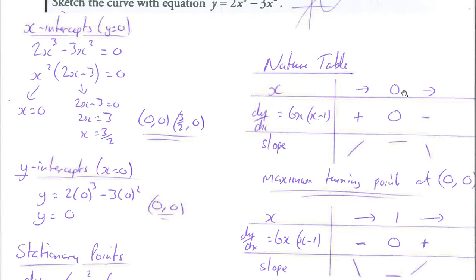We know there's a stationary point at 0, so we need to look just before and just after 0. I'm going to use the factorized form of dy/dx. You don't need to use a factorized form, but it does make it easier, which is why I choose to do it. So before 0 we have negative 1. 6 times negative 1 will be negative. Negative 1 minus 1 will also be negative, so we've got 6 multiplied by negative, which will give a positive value. So before x equals 0, the curve is increasing.